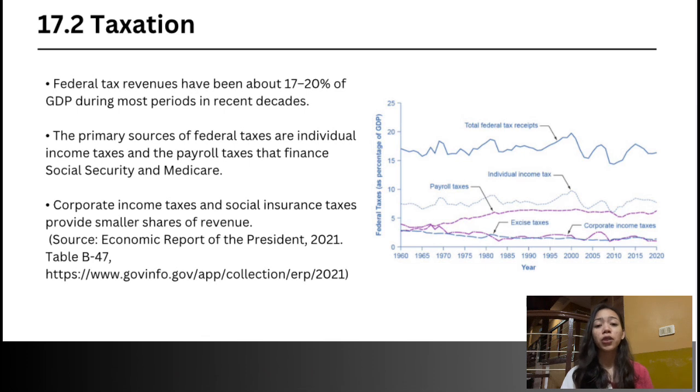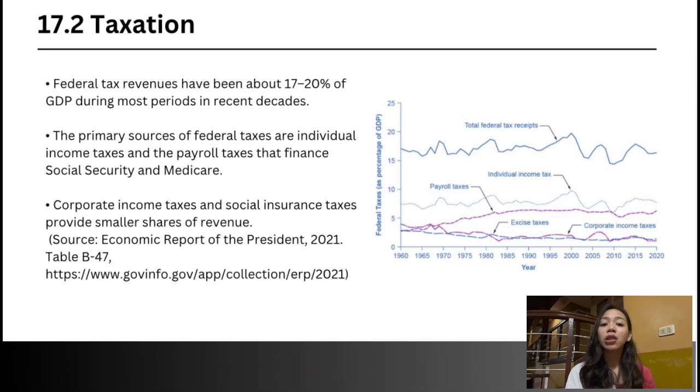Now let's move on to taxation, federal taxation trends. First, we'll talk about federal tax revenues over time. Tax revenue has ranged between 17 to 20% of GDP for most of the period since 1960. There are fluctuations in total federal tax receipts, reflecting changes in the economy, government policies, and tax laws.